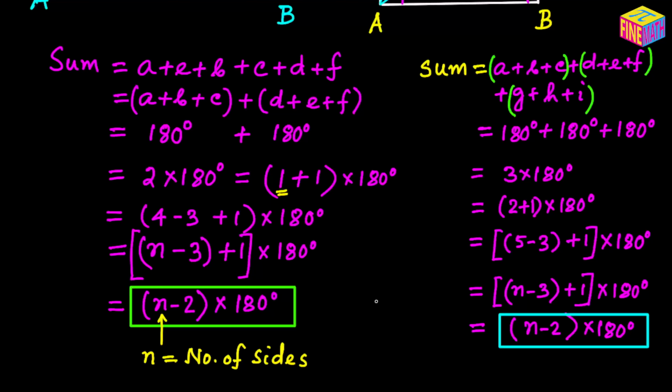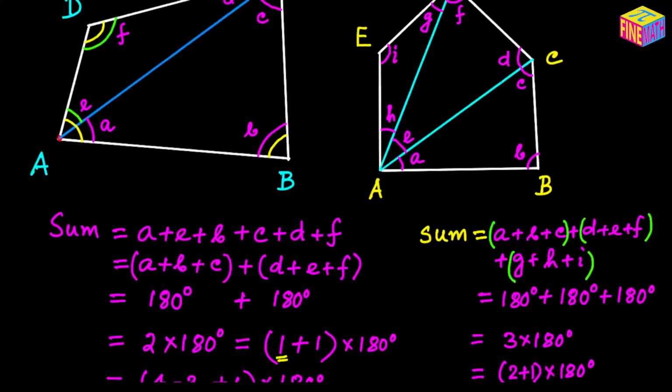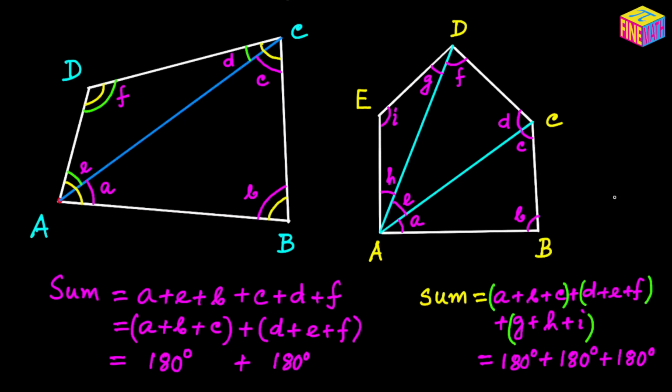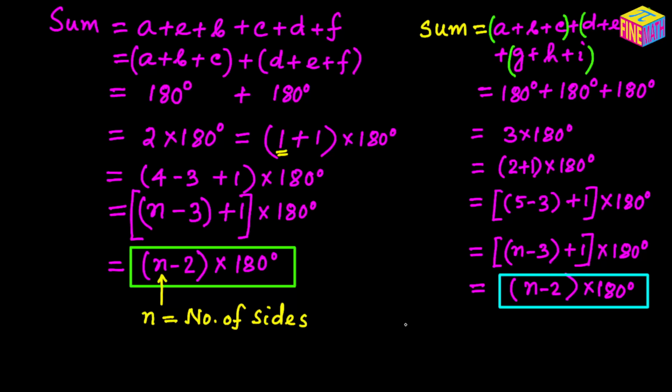And one thing you should also understand is that however many sides a polygon has, it has that many vertices also. If it is a quadrilateral, there are 4 sides and 4 vertices. If it is a pentagon, there are 5 sides and 5 vertices. So the number of sides and the number of vertices are always equal for any polygon. I hope everything made sense so far.